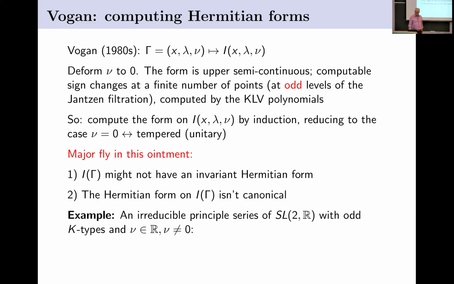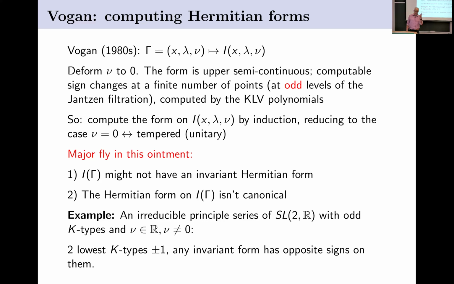And if you don't believe me, look at SL2R, look at an odd principal series of SL2R with real new parameter, odd meaning odd K-types. And if you just write down a simple formula, you see it has two lowest K-types, plus or minus 1, and any invariant form has to have opposite signs on them. So there's no way to make it canonical. And this is where we were stuck for a long, long time. You can say let's implement and let's formulate an algorithm, but without canonical things, you're lost.